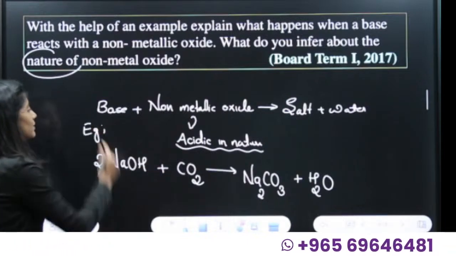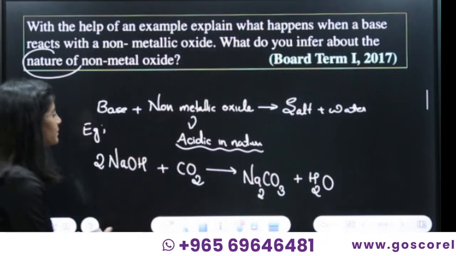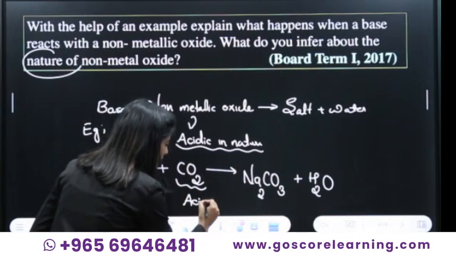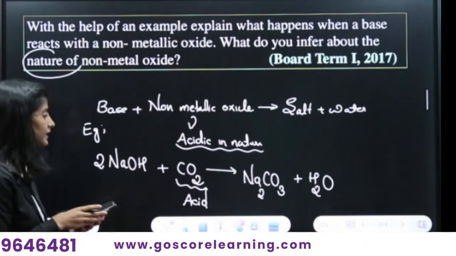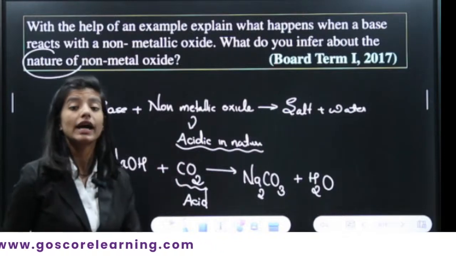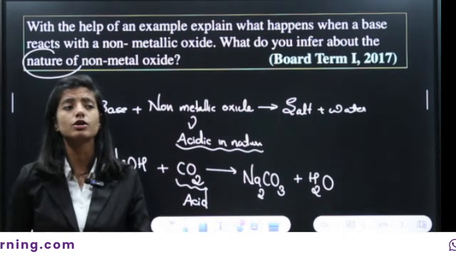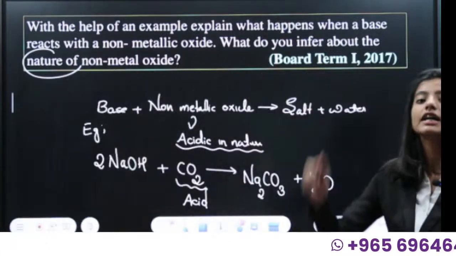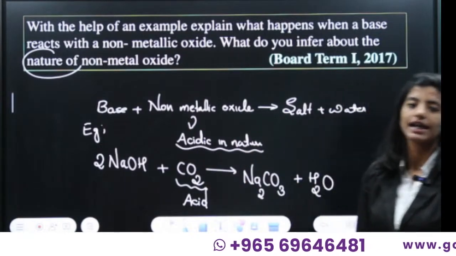That's the example that you can give where a base reacts with a non-metallic oxide, and this non-metallic oxide can act as an acid. So always remember this thing, that your non-metallic oxides are acidic in nature and the metallic oxides are basic in nature. That's an important question that they have repeatedly asked in all the question papers. Okay, so metallic oxides are basic and the non-metallic oxides are acidic in nature.